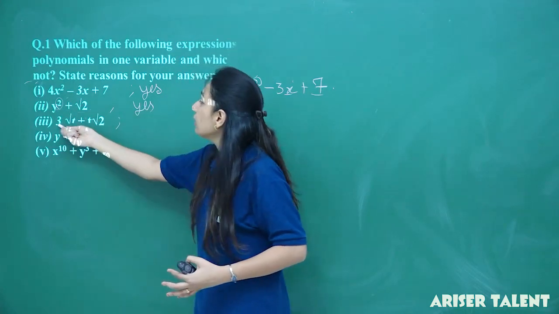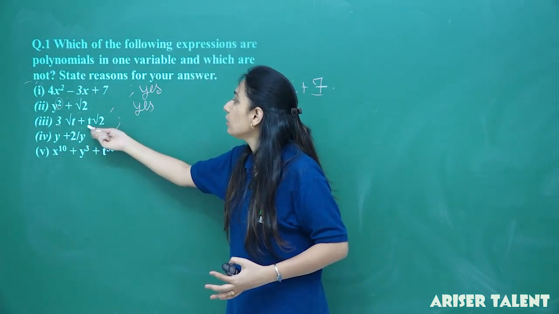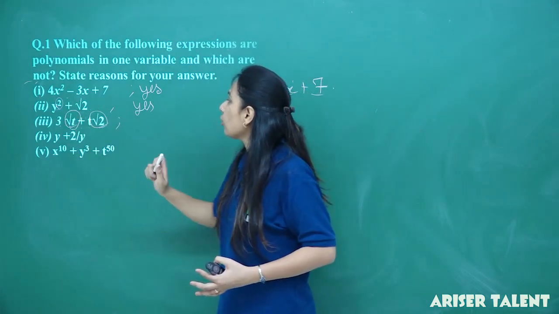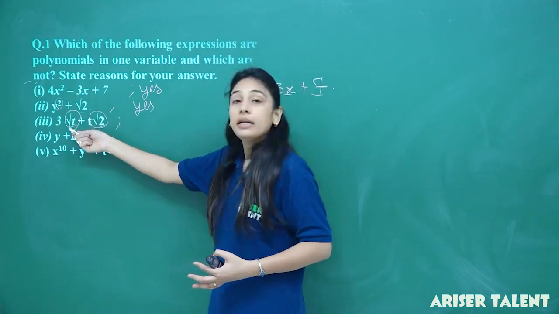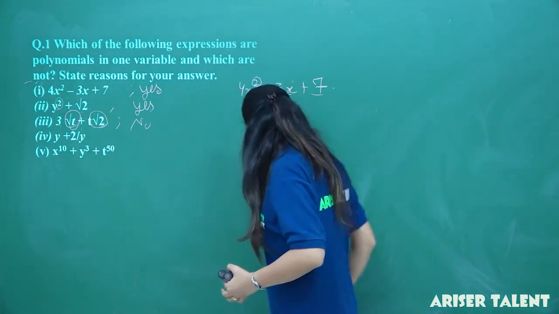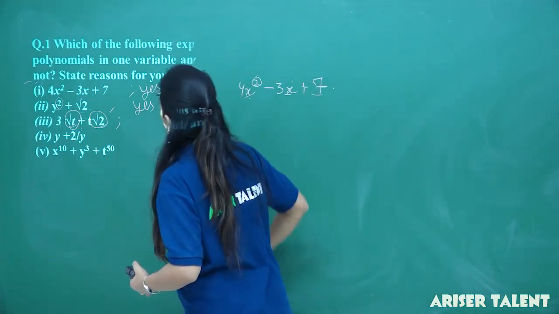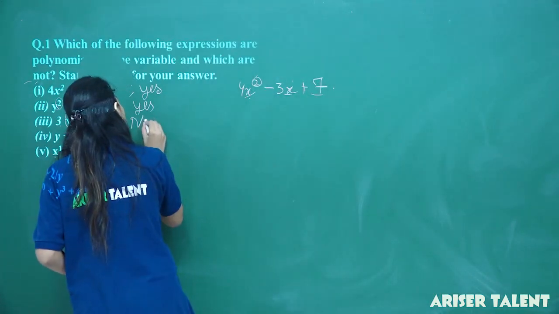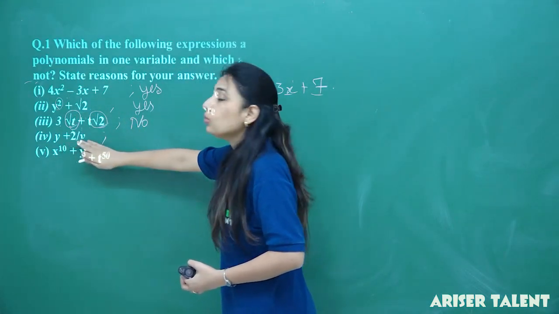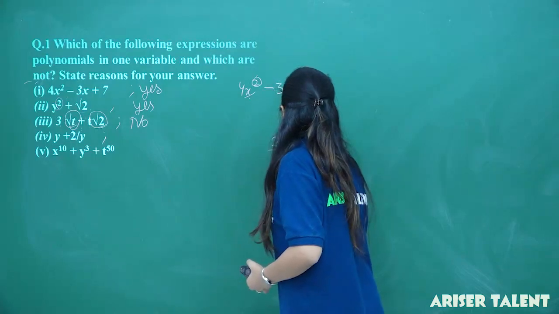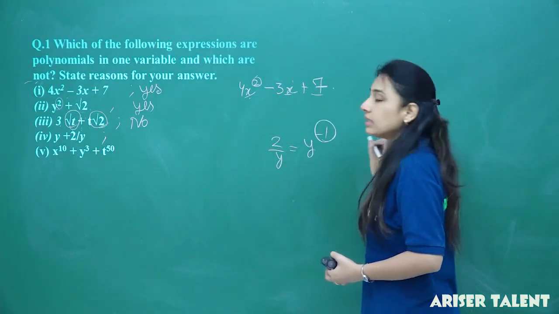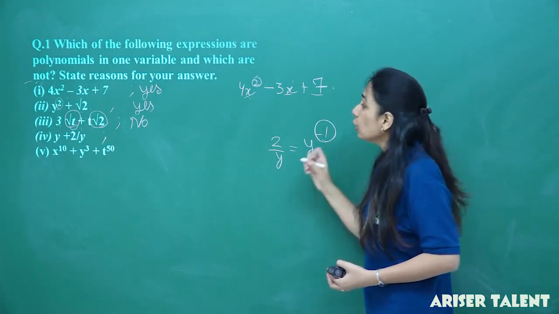Then the third one, 3 root t plus t root 2. This can be considered, but this cannot be considered because it means t has power 1 by 2, and 1 by 2 is not a whole number. So, no. Let me write it properly for you. Then the fourth one is y plus 2 by y. Now, 2 by y can be written as 2y to the power minus 1. Now, minus 1 is again not from the set of whole numbers. So, it will be again no.